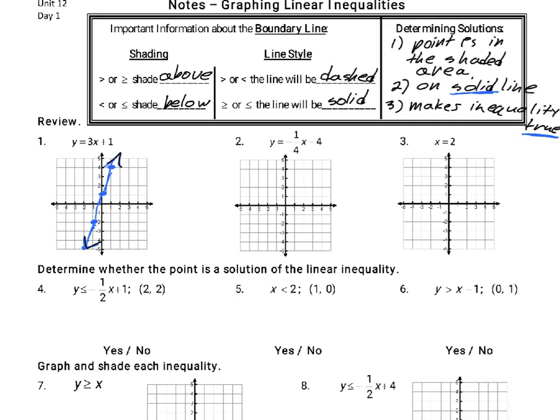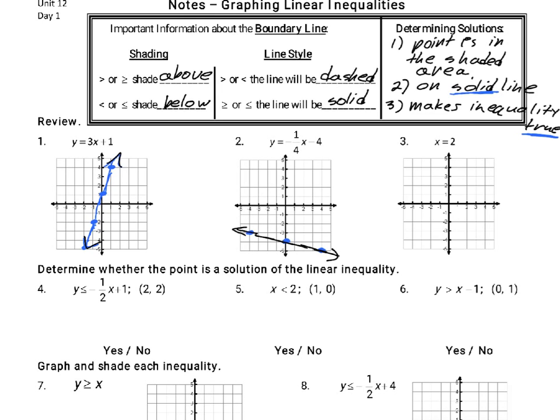Okay, number two, another bit of review. We'll start at -4. It's a -1/4, so it goes down over 4, up to the left 4. Okay. You take a straight edge, you'll get a nice, good line there.